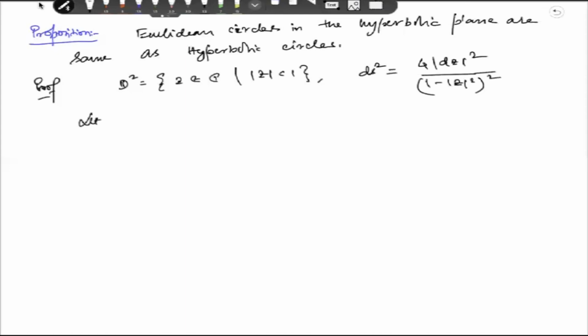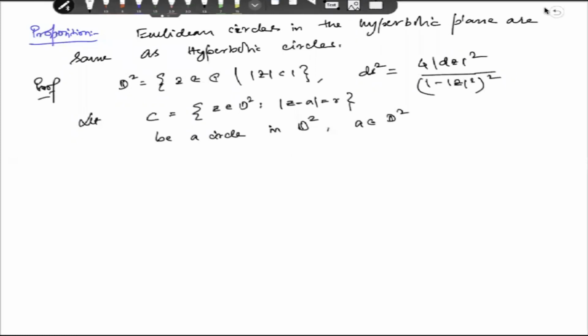Okay, so now again let us take a circle. Let C be a Euclidean circle. We'll take z belongs to this disk such that mod of z minus a is equal to r. So let C be a circle in this unit disk, where this a also belongs to this unit disk.